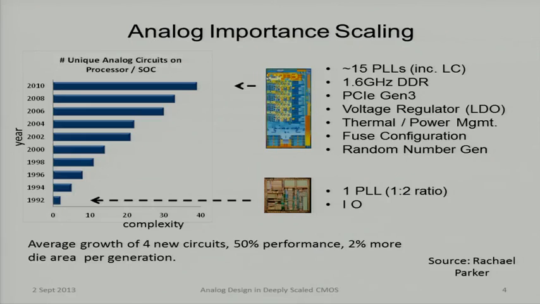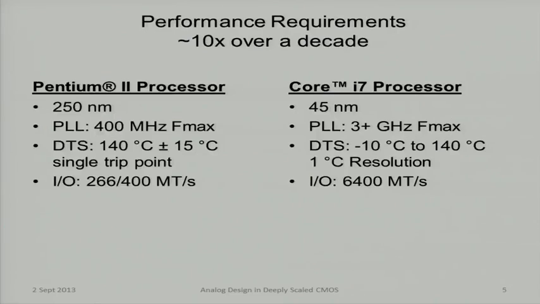PLLs, high-speed I/O, both single-ended and differential, voltage regulators, power management, configurations, all kinds of stuff. On average, we've grown about 4 new circuits. And perhaps more importantly, 2% of the die area switching from digital to analog each generation. And so as we push further ahead, analog becomes more important. We need to have those enablers in there.